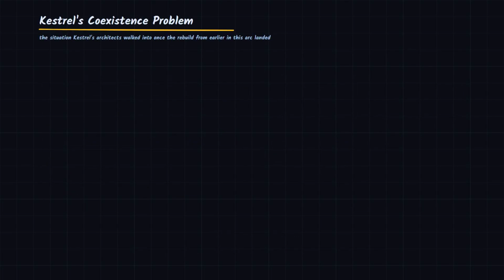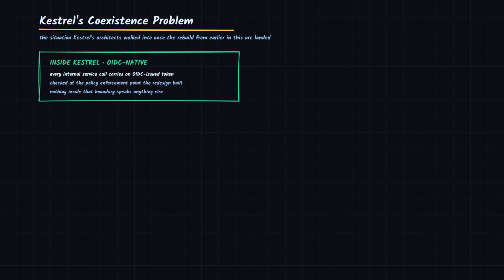This is exactly the situation Kestrel's architects walked into once the rebuild from earlier in this arc landed. Internally, Kestrel is now OIDC native end-to-end. Every internal service call carries an OIDC-issued token, checked at the policy enforcement point the Zero Trust redesign built, and nothing inside that boundary speaks anything else. That part of the story is finished.